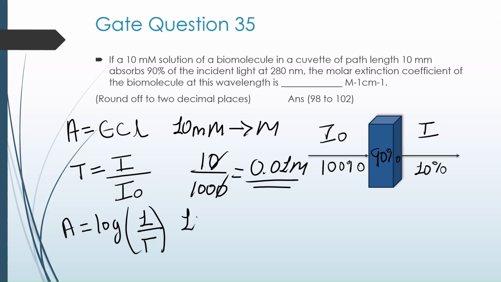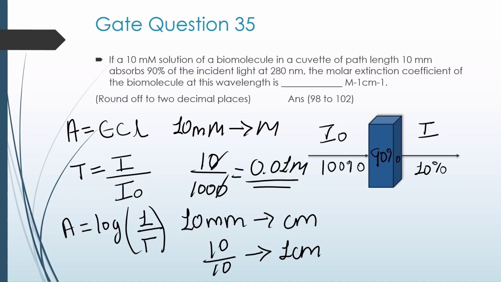Simultaneously we have to solve for path length. Path length is 10 millimeter. You have to convert into centimeter. So 10 divided by 10. To convert millimeter to centimeter, you have to divide by 10. So you will get 1 centimeter. I'll write down in some other area that the concentration is equal to 0.01 molar and optical path length is equal to 1 centimeter. I'll make some space to solve further.